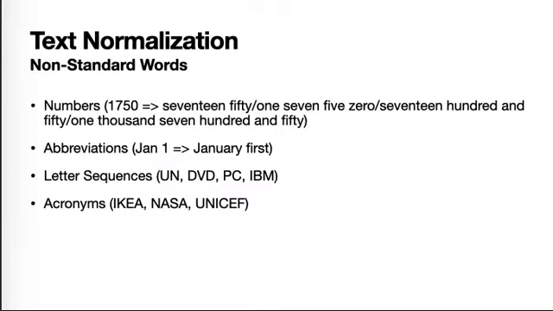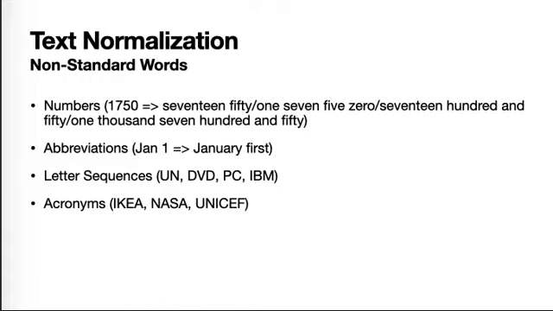A big problem with non-standard words is that they are ambiguous depending on the context. For example, numbers: 1750 can be pronounced differently depending on the context. If it's the year, then it's pronounced as seventeen fifty. If we're talking about passwords, then the password is one seven five zero. If we're talking about money amounts, it's $750 or $1,750.